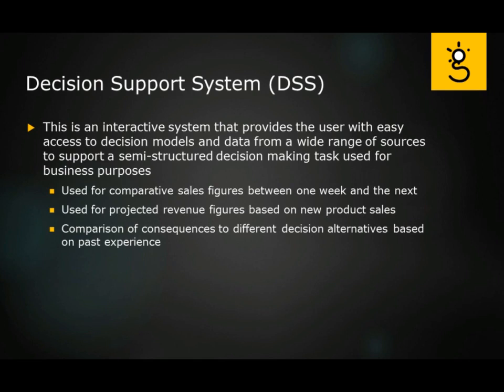The DSS is a decision support system. Now, this is an interactive system that provides the user with easy access to decision models and data from a wide range of sources to help them in a semi-structured decision-making task that they would use for business purposes. We could use these for comparative sales figures between one week and the next. We might use these for projected revenue figures based on new product sales. We can even have a comparison of consequences to different decision alternatives based on past experience.